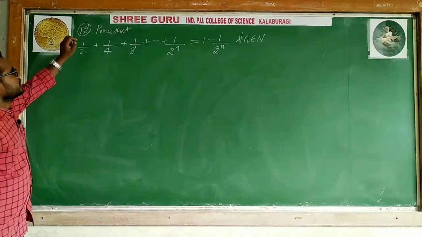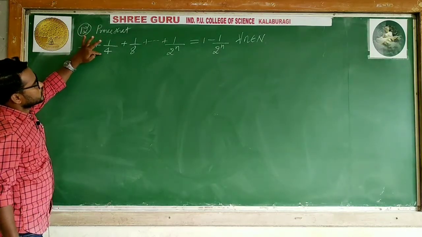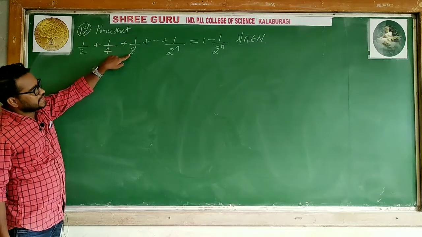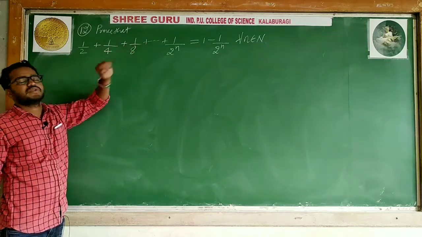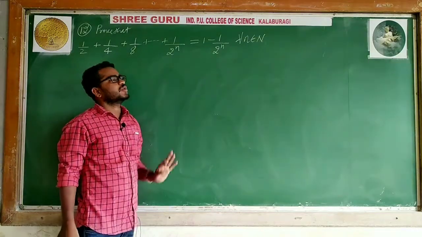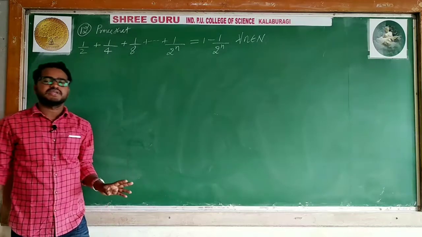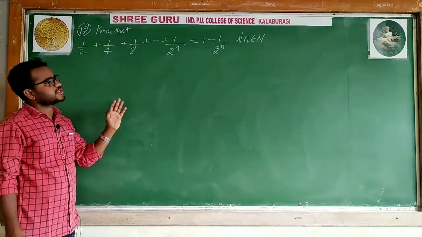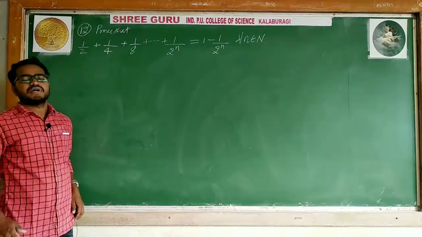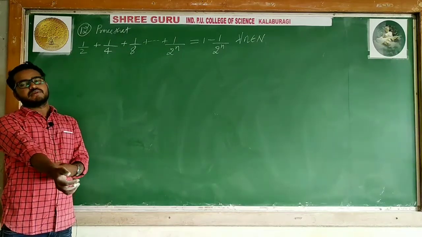Now it is the 12th problem. Prove that 1 divided by 2 plus 1 divided by 4 plus 1 by 8 and so on, plus 1 divided by 2 to the power n, is equal to 1 minus 1 by 2 to the power n, for all n belonging to capital N. So he has given this statement, and he is asking to prove that this statement is true for all natural numbers. Again, same as usual, we will go for the PMI method, principle of mathematical induction.